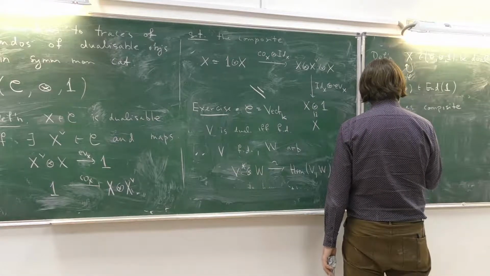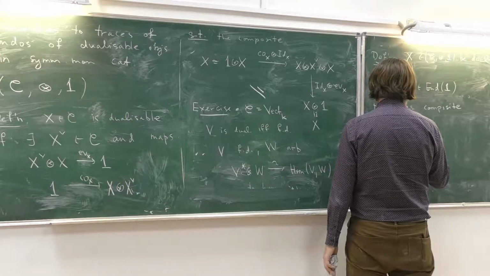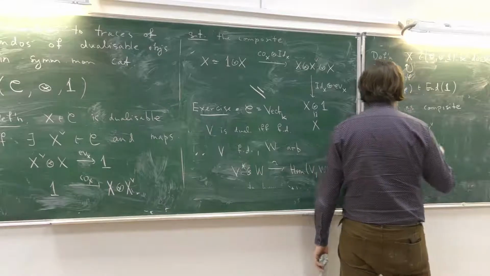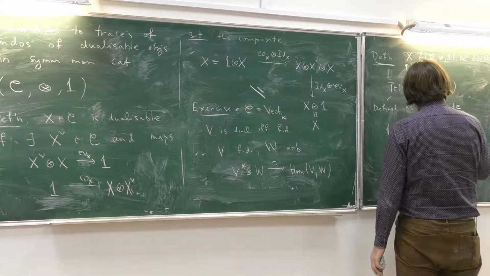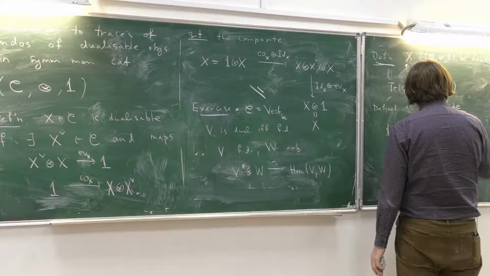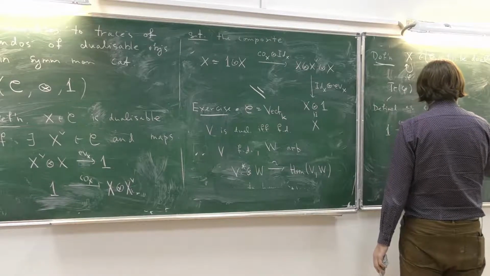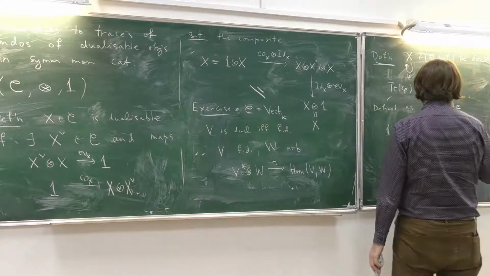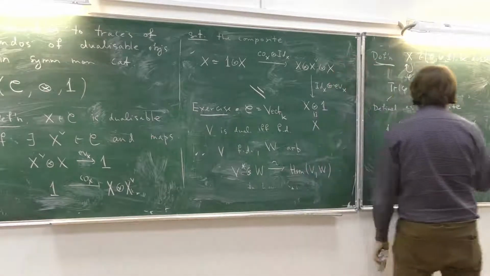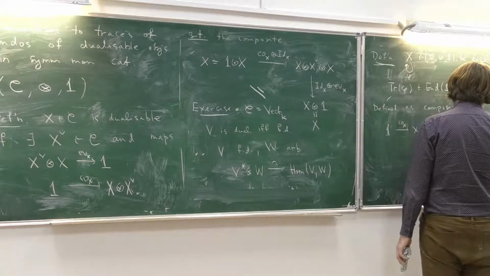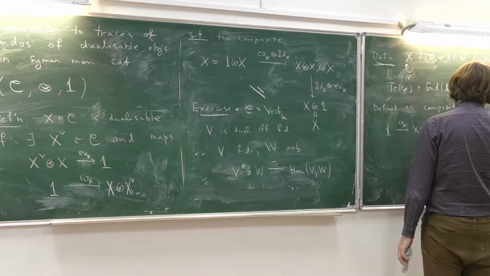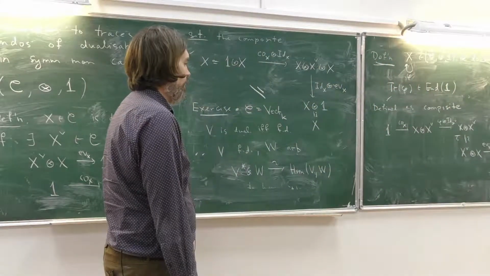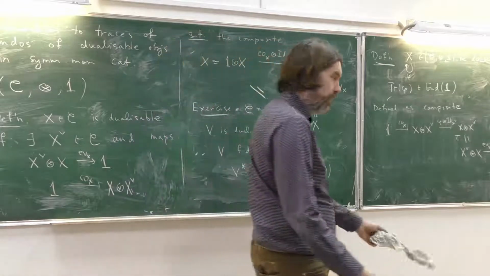I take 1 to x tensor x check, that's the co-evaluation, which exists because x is dualizable. Then I apply phi on one of the factors. Then I swap, because it's a symmetric monoidal category, and then I take evaluation. So that's a well-defined endomorphism of 1, and by definition, that's the trace.